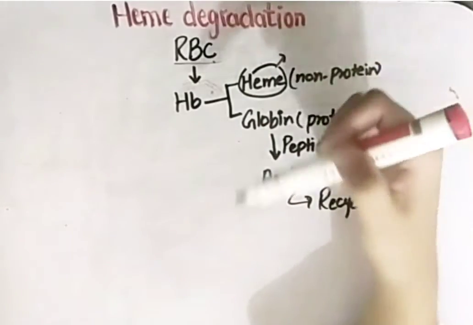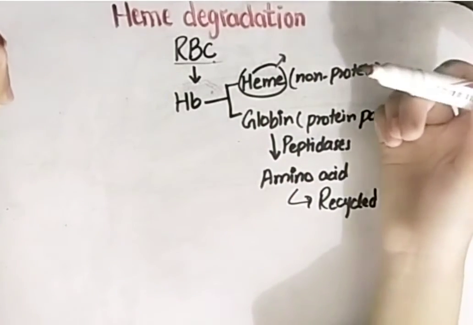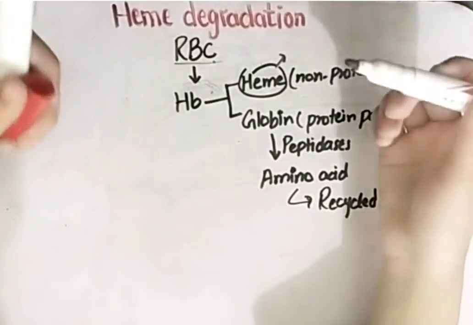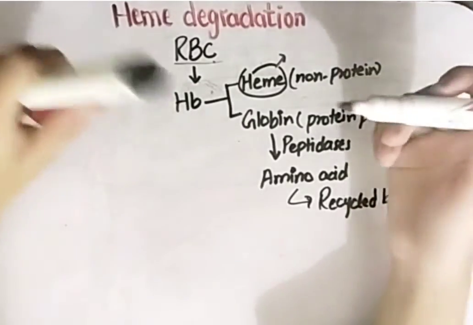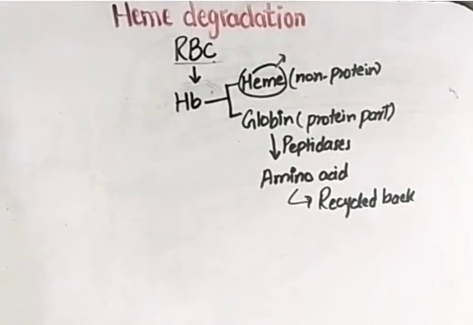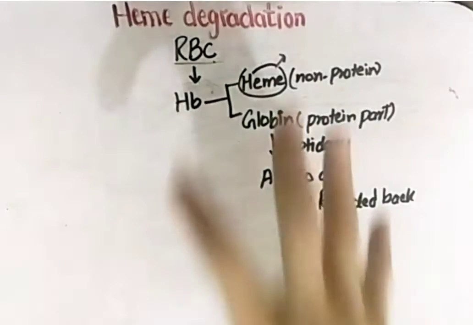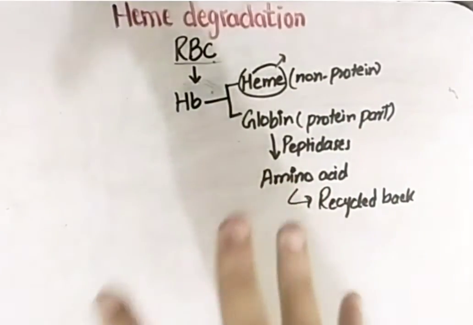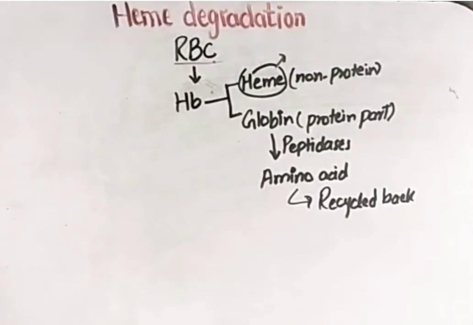Otherwise, heme is also present in other compounds like cytochromes, catalase, and myoglobin. Heme is also present in those compounds, but 85% of the heme degraded is from the hemoglobin of the RBCs, the old and worn out RBCs, you may call them. Okay, so now we will see how this heme degradation occurs and what products will be formed by the degradation of this heme.